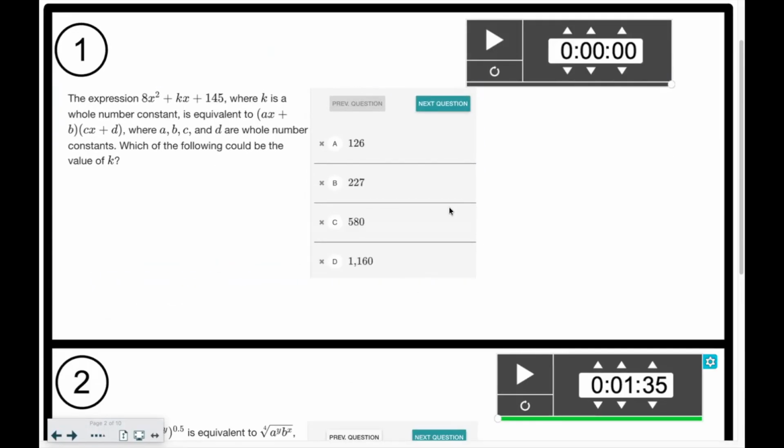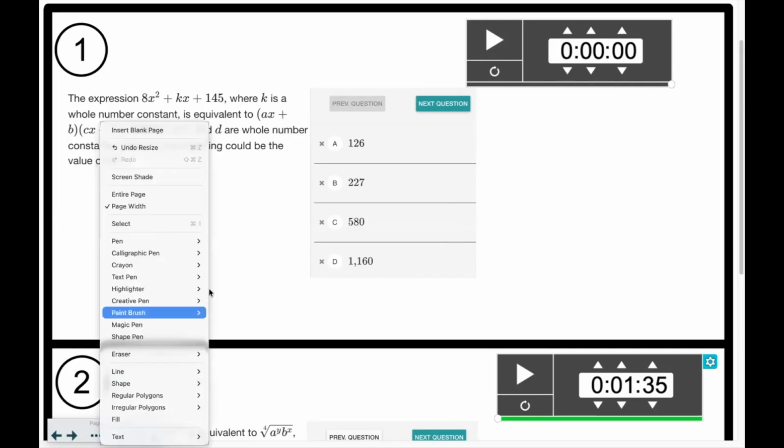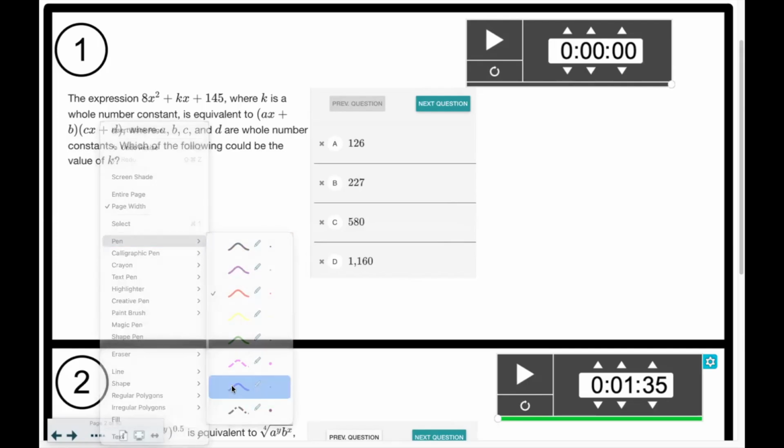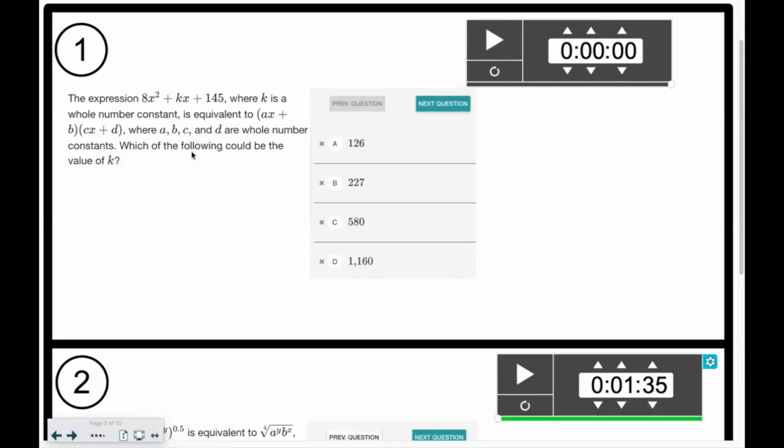All right, so there's a couple of ways to go about this one. This is a pretty hard problem, but the first thing is when they tell us that this is equivalent to something that looks like this, all that's telling us is that it actually factors because they're all whole number constants. So it means we would be able to break it up into its factors.